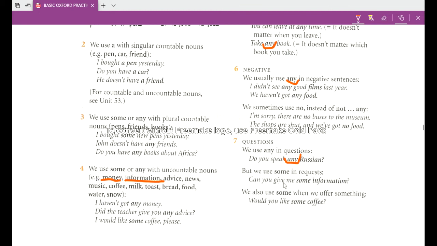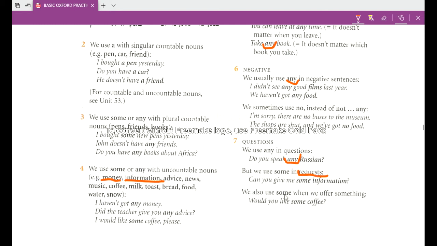For example, can you give me some information? This is a request. Somebody wants some information. So we can use it like this.